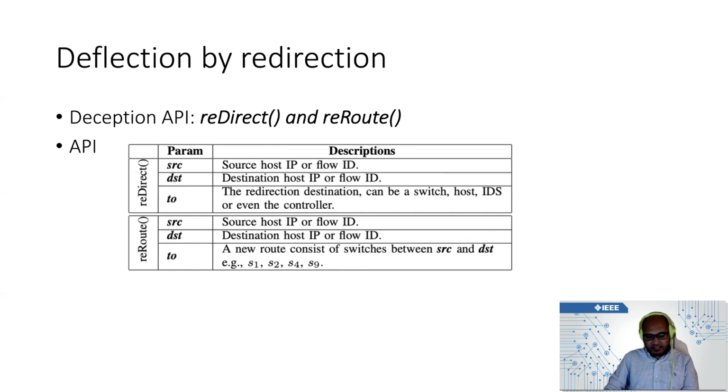The third case study is deflection by redirection. So the idea here is that after the mutation starts, all of these critical resources and the users will have short-lived ephemeral IP addresses. Therefore, if in a reconnaissance phase the adversary collects the static IP addresses, these will no longer be valid. So if any direct probes happen, the redirect API will redirect the packet to honey resources.